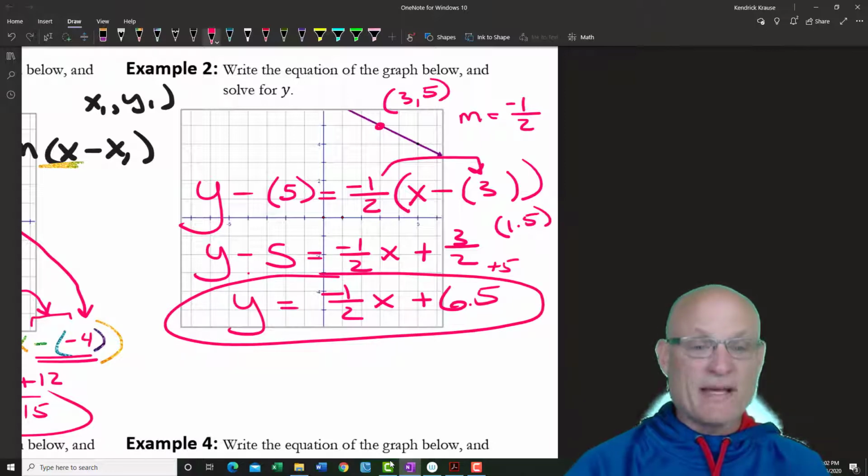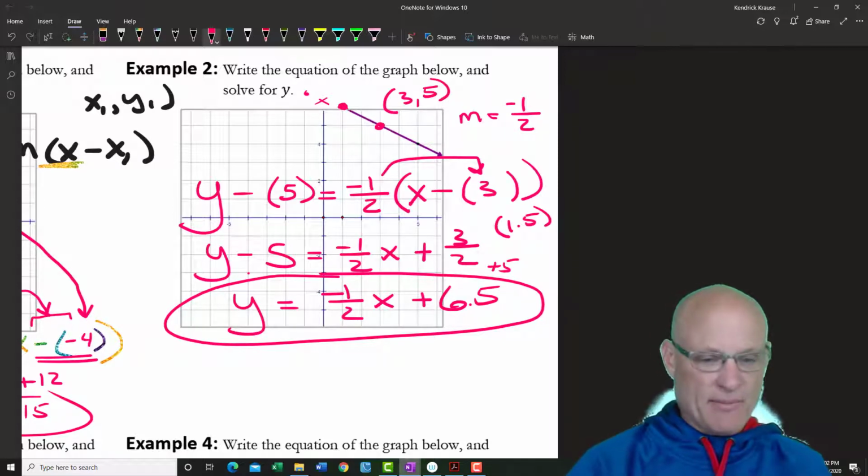There's the equation. Now, does it make sense? We go over 2, up 1. Over 2, up 1. So it looks like it's going to cross right about there, which looks like it's about 6.5. So it kind of makes sense.